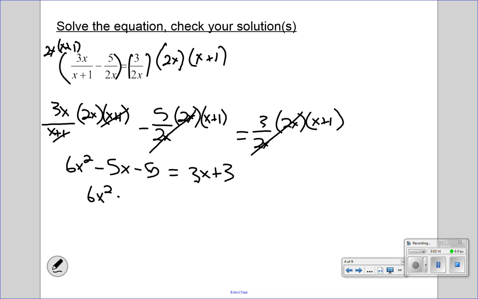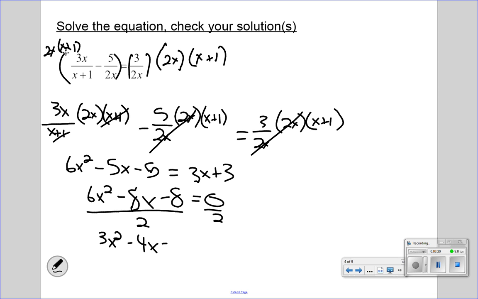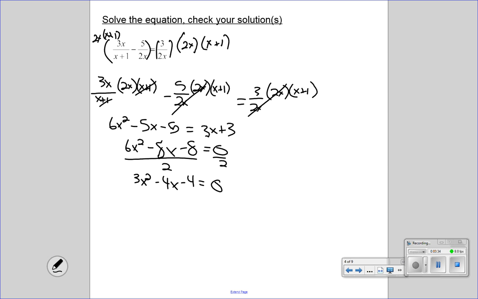6x squared, we're going to subtract our 3x, so minus 8x, and subtract our 3, minus 8 equals 0. Notice that there's a common factor of 2, so we're going to pull out a 2. I'm just going to write it as dividing everything by 2. So we have 3x squared minus 4x minus 4 equals 0. Now from here we're going to do the reverse of the factoring trick, so we get x squared minus 4x. We do negative 4 times our 3, so minus 12 equals 0. This factors into x minus 6, x plus 2.